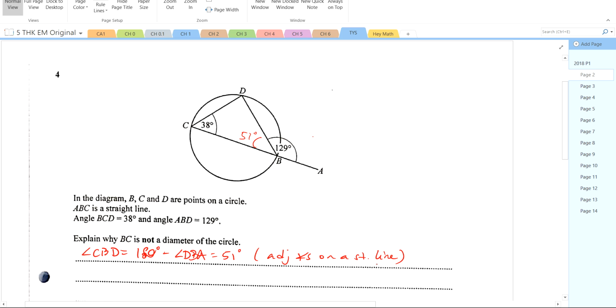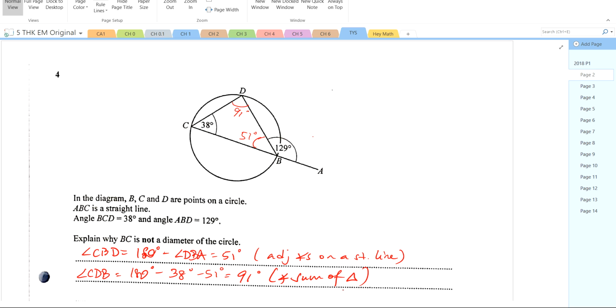So what if I get this 51 degrees? What else can I find? CDB, okay, how much is CDB? 180, then minus our 38, minus 51. Okay, and that gives us, this is 89, so 91 degrees, am I right? Okay, so what if I can find that this is 91 degrees? So here we use the angle sum of triangles. Okay, so what if I've got these three angles now?